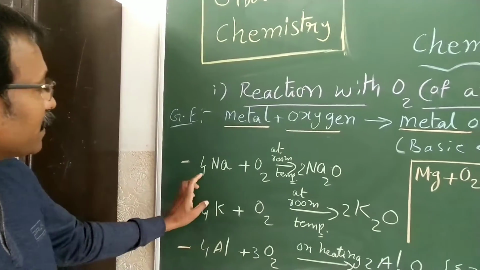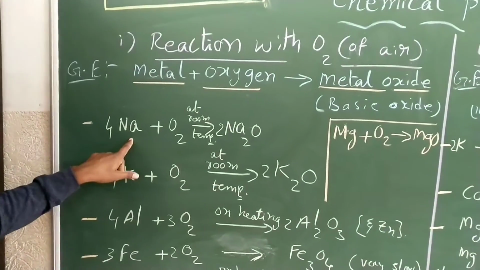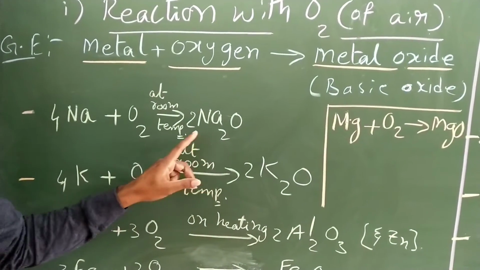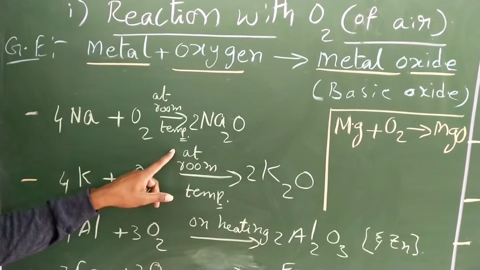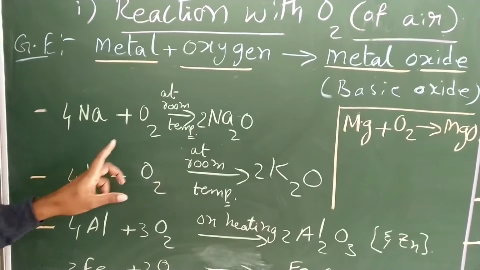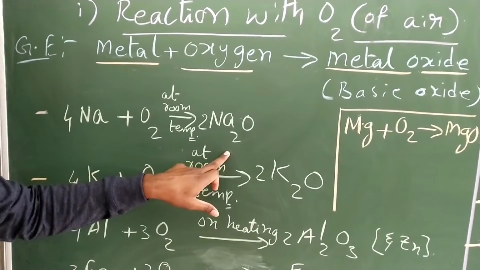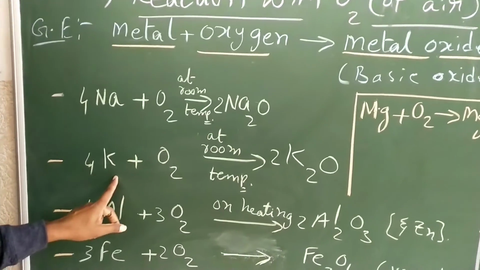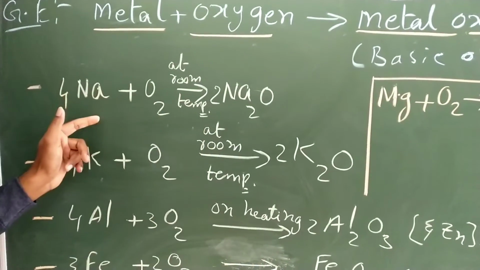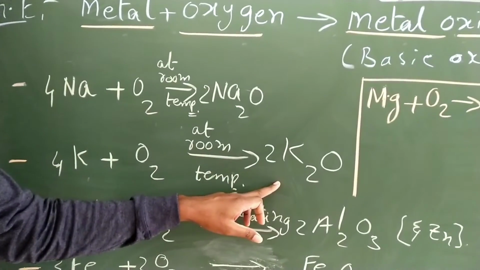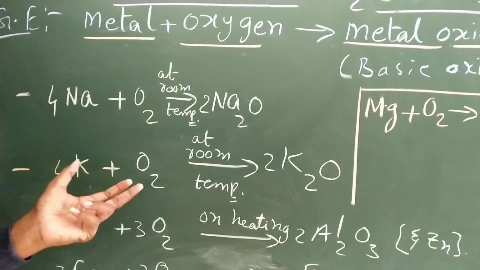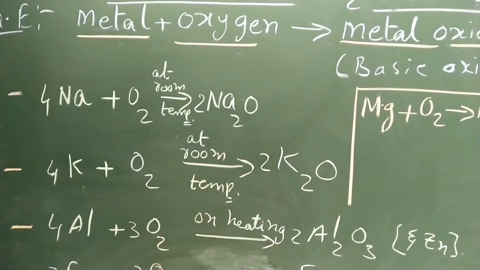Now let us see. If you take the example of sodium, sodium when it reacts with oxygen gives sodium oxide. Sodium is highly reactive. It reacts vigorously, very rapidly with the atmospheric oxygen and produces sodium oxide. The same way with potassium. Just at room temperature, it reacts with oxygen the same way sodium reacts and gives out potassium oxide. When these two dissolve in water, they produce sodium hydroxide.